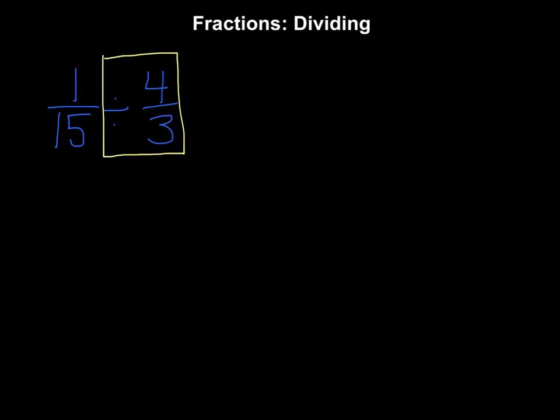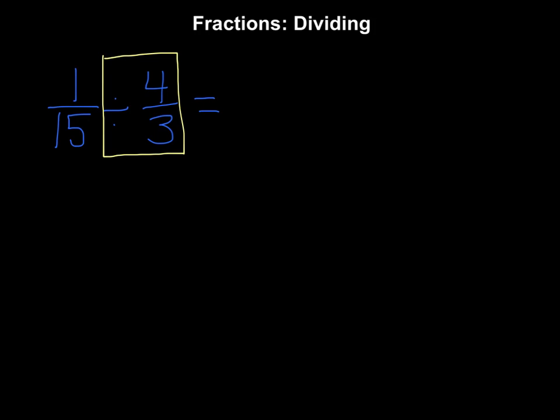Now let's look at that problem one more time. 1/15 divided by 4/3. In order to solve this, we're going to change this division problem into a multiplication problem. But the reality of mathematics is that it's a big balancing act. So if I change my divide into multiply, I'm going to need to change something else to balance it out. And as it turns out, it's this last part of the fraction that we're going to change.